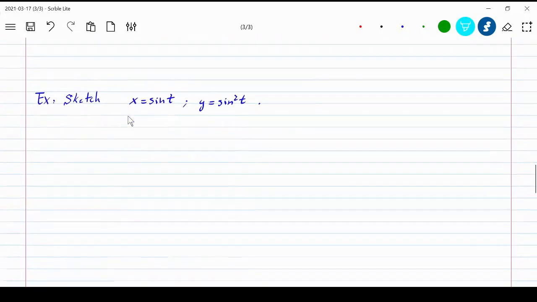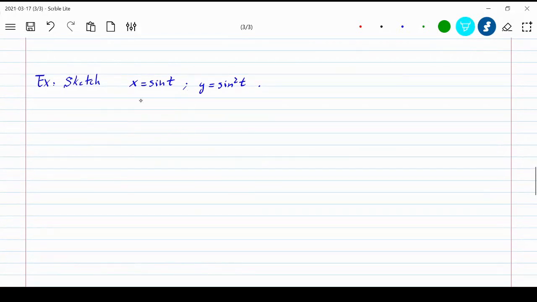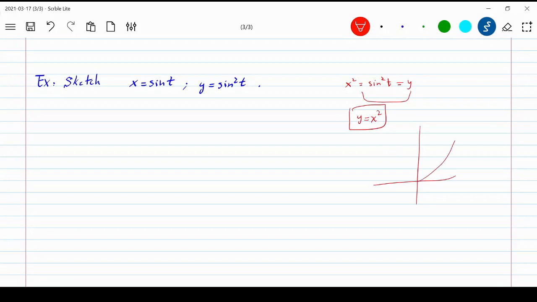Another example would be to sketch this curve. An easy way would be to relate x and y, because here you can simply relate x and y. What is x squared? It would be sine squared of t. But sine squared of t is already given as y. So I can say y equals x squared. And we should be able to graph this. This is a parabola, y equal to x squared.